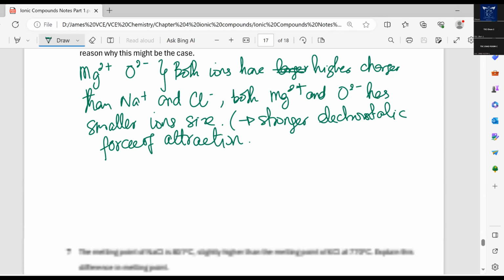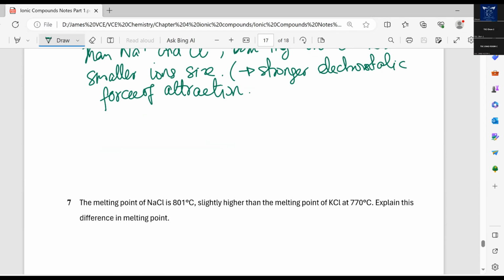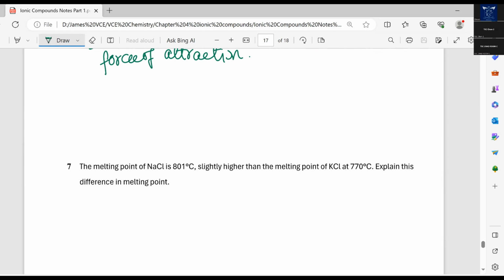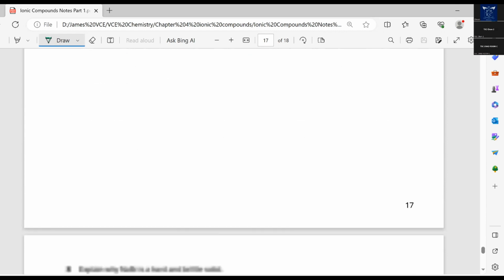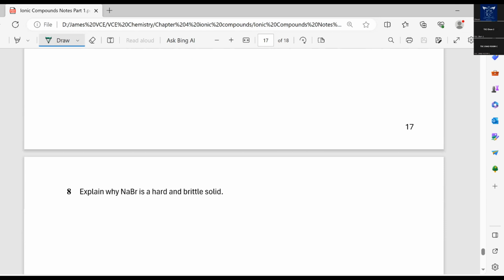This one, same thing, NaCl and KCl. NaCl has a smaller size, the charge is the same, and Na is smaller, so that's why it has a higher melting point. Explain why NaBr is hard and brittle. Also the same thing. You can explain based on the earlier explanation.